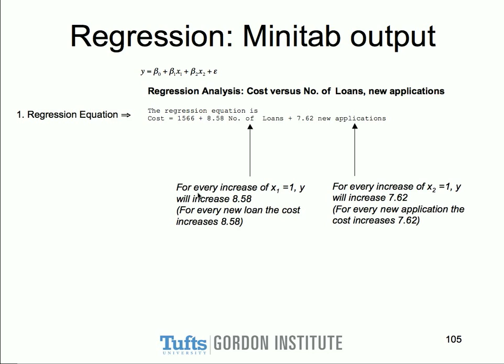So, this 8.58 and the 7.62, what does that mean? Well, for every increase of 1 in the number of loans we have, our overall cost will increase $8.58. Okay? Same thing with new applications. Our costs will increase $7.62 with every one new application. Okay?